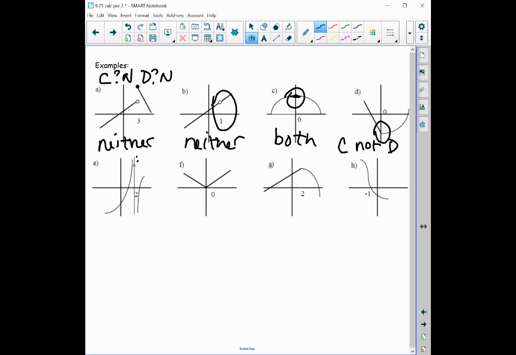Okay, at 2, this is supposed to be an asymptote. You just can't see. So this is neither because it's not continuous. Here at x equals 0, this one is continuous, but not differentiable. The reason why would be there's a corner. Here, this one is continuous, not differentiable.